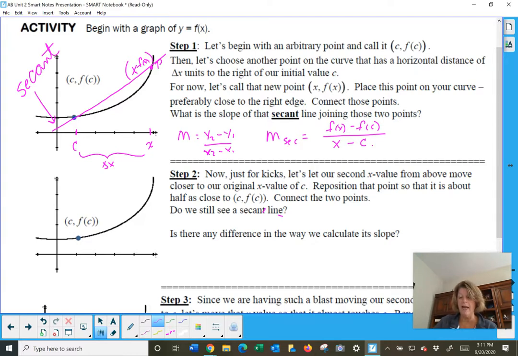Step 2, it says, now, just for kicks, let's let our second x value from the above move closer to the original x value of c.